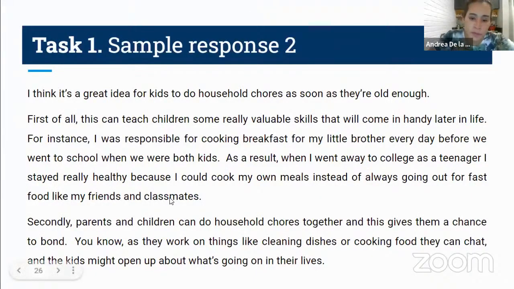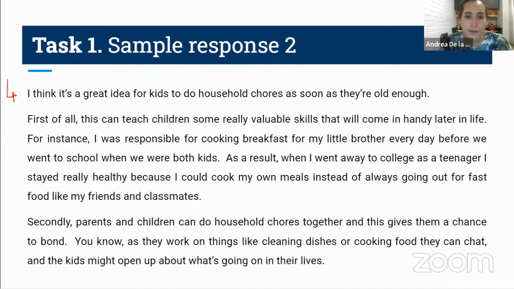First of all, we have this sentence that says, I think it's a great idea for kids to do household chores as soon as they're old enough, right? What does that look like? What is that? Do you remember the question? The question was, do you think it's a good idea for children to do household chores as soon as they're old enough? Or it was something like that. It was, do you think it's a good idea for children to help their parents with household chores as soon as they're old enough? That was exactly the question.